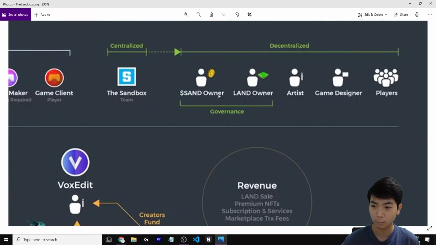Now let's look at what we can do as normal players. So there is of course the centralized part, which is The Sandbox team. They are basically the headquarters, and there is the decentralized part, which is what we can do. We can be a SAND owner, which means we own the currency, and we can be a LAND owner, which means we can own a part of the land in the metaverse. And these two are part of the governance. And if we want to do anything else, like being an artist, we can do that. We can be a game designer and a player.